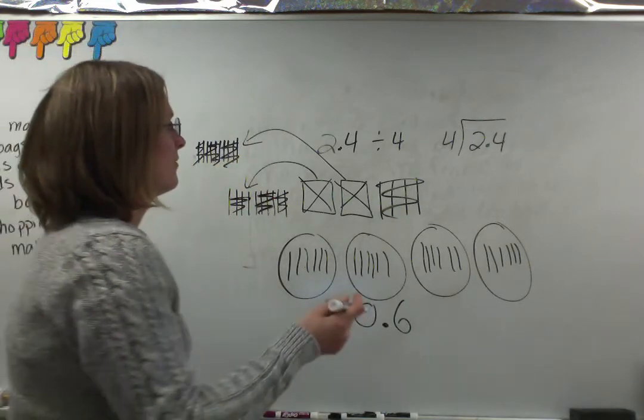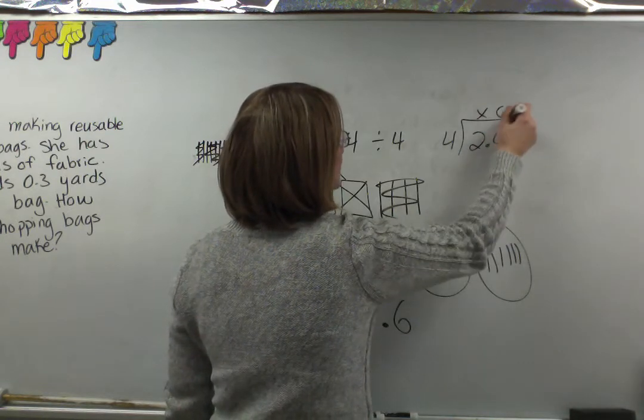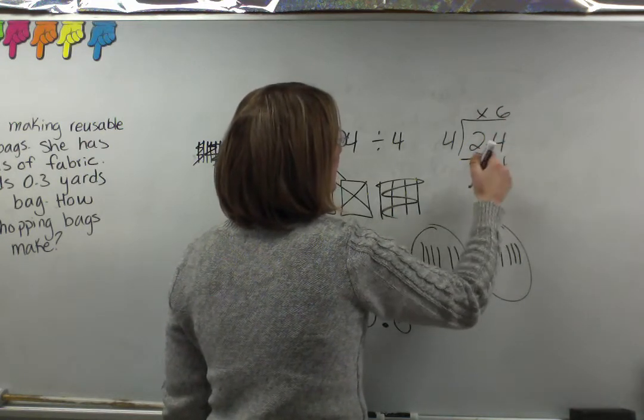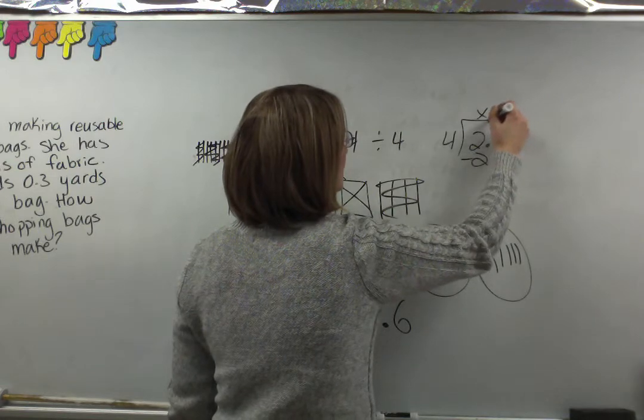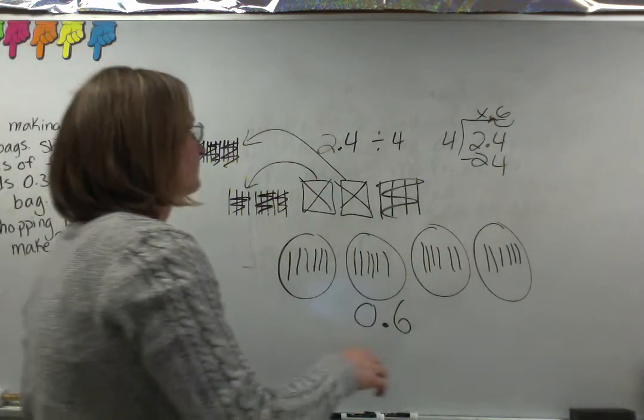Okay? And if you were to divide it out, 4 does not go into 2, but 4 goes into 24 6 times. And you have a decimal here, so you put the decimal one place in there. So you have 6 tenths. So that would be how you would do that.